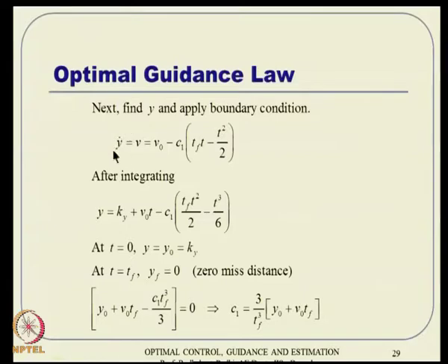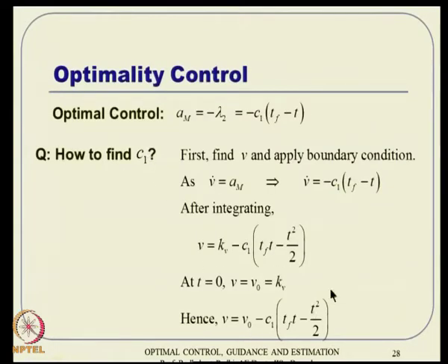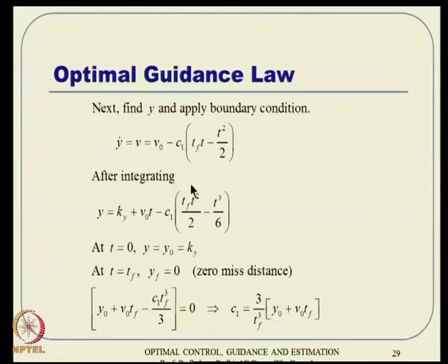Now, I go to the y dot expression, where y dot is V. V I know, V is something like this. So, I put it here and integrate one more time, and this is my y. The constant of integration is evaluated again at T equal to 0, where you have y equal to y naught. That will give us that Ky is nothing but y naught, so we got the value for Ky now.